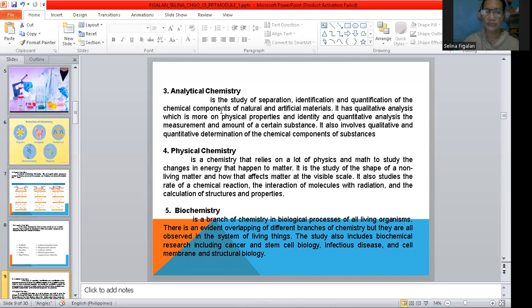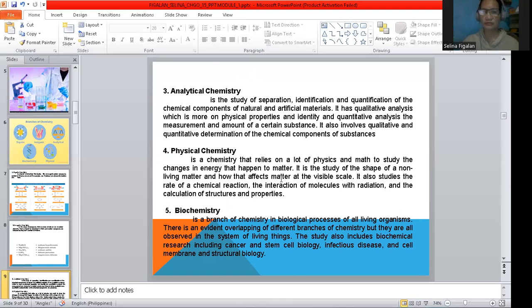So, kadalasan, ginagamit to analyze the data. So, like for example, meron kayong graph. Diba? You have to analyze it, and they are using either qualitative or quantitative determination. Kaya yung mga police, ginagamit nila yung mga, merong exact term doon. Okay, the fingerprints. Okay, so they are using analytical chemistry.